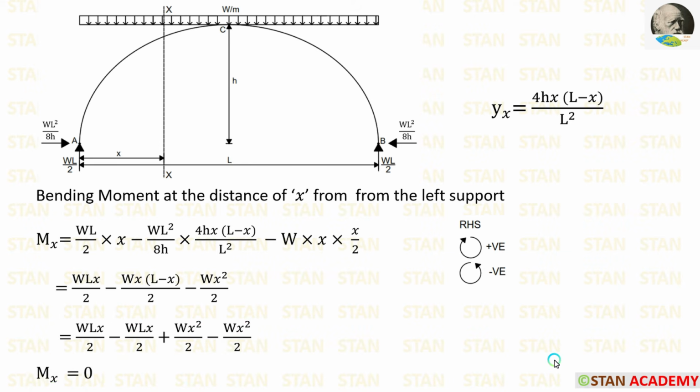Now we can come to the conclusion. If the three-hinged parabolic arch is carrying UDL for the entire span, the bending moment at any section will be 0. Now we are going to end this session. Thank you for watching this video.